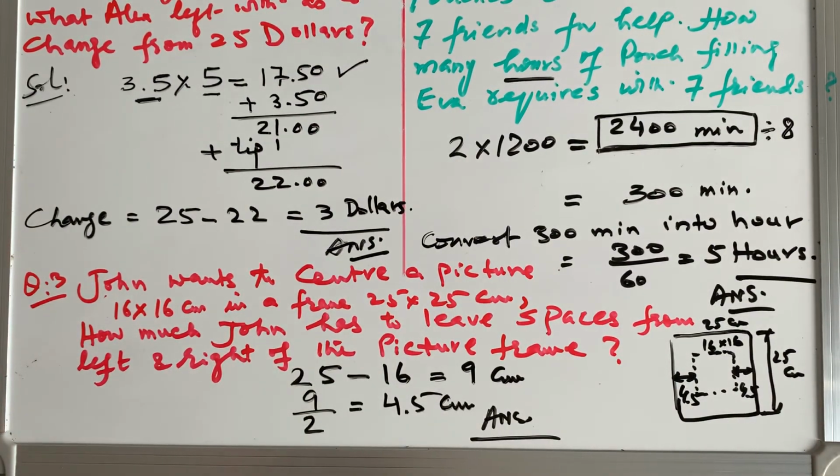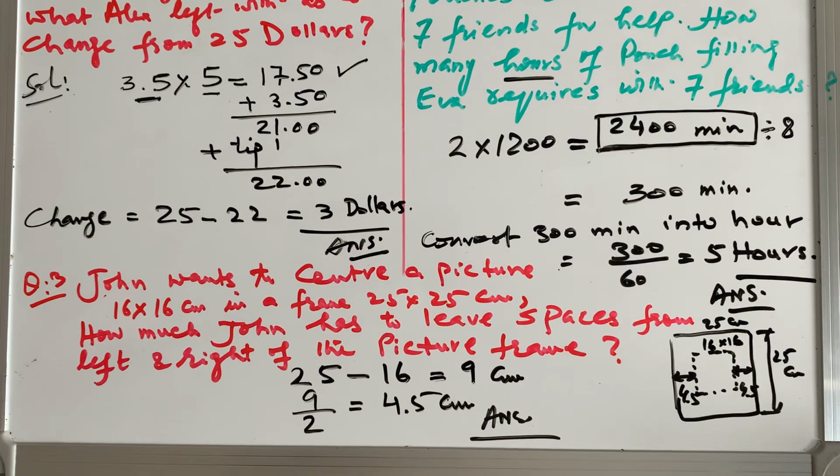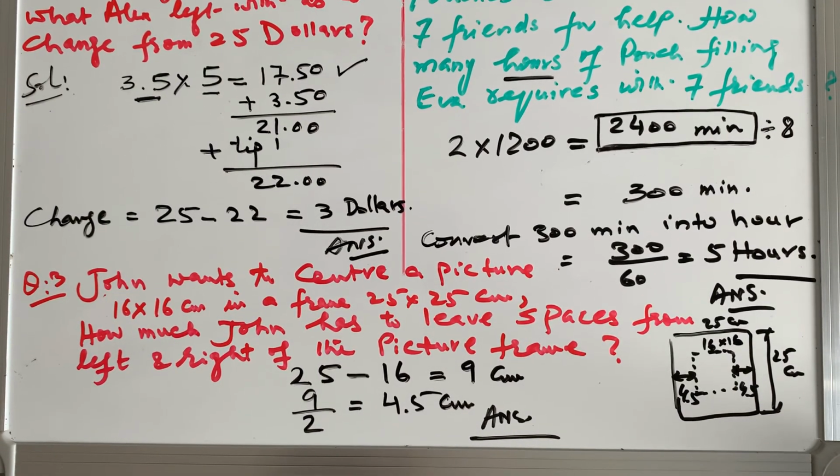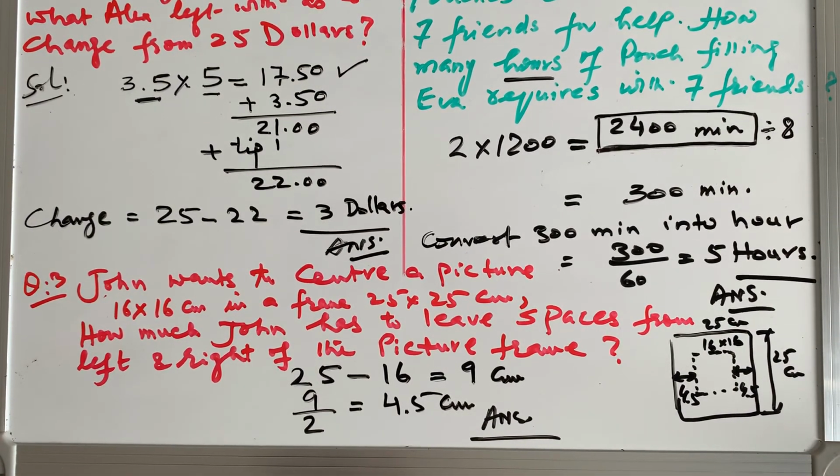This is kind of a junior grade or middle grade question. They can be asked in grade 7, 8, or maybe some syllabus has it in grade 6. It's just to read the question and do small maths accordingly. John wants to center a picture 16 by 16 in a frame of 25 by 25. How much space does John have to leave from left and right of the picture frame? The frame is 25, 25 minus 16 is 9. Now you have to divide 9 between left and right. So 9 divided by 2 is 4.5 centimeter. Then his picture will be centered in the frame.